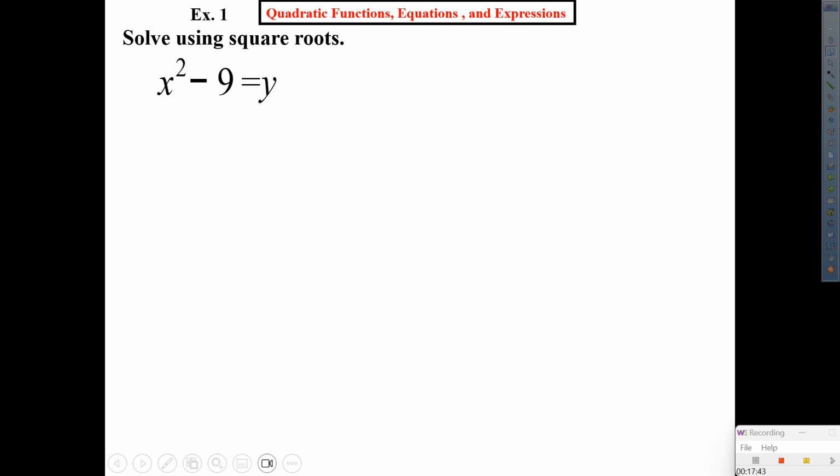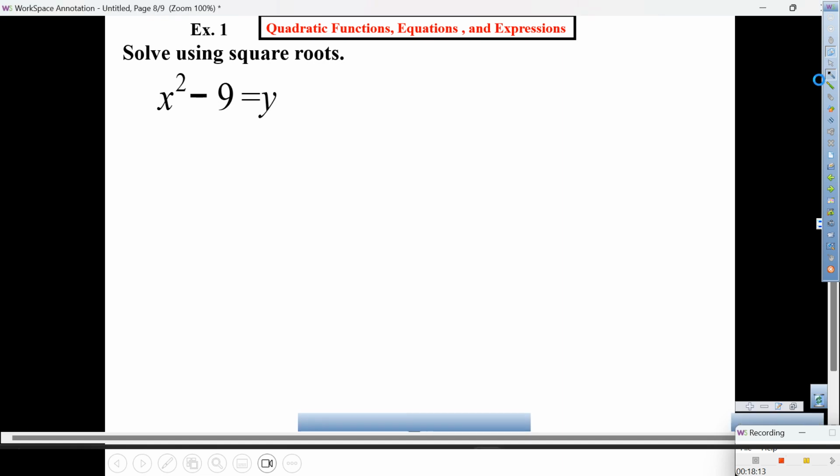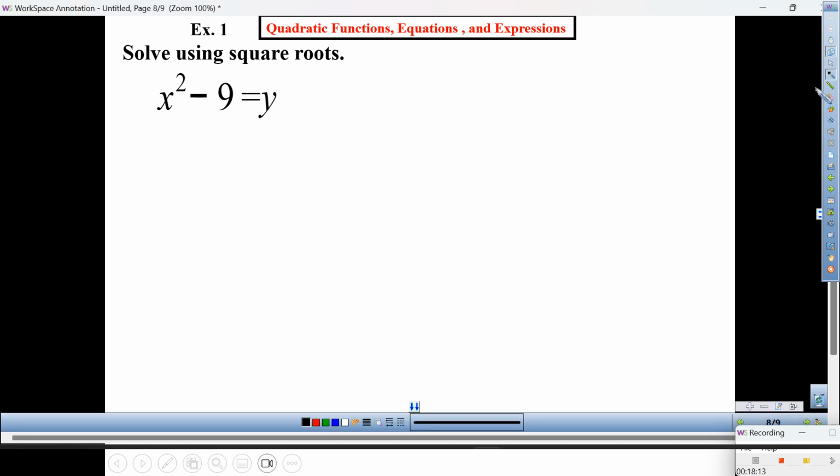X squared minus 9 equals y. All right. Here we go. Writing utensils down. Look up to the screen. Here goes the process. Tell your neighbor step 1 of anything that has polynomials. Everyone, step 1. Standard form. That is correct.